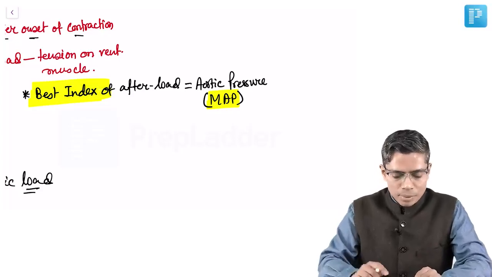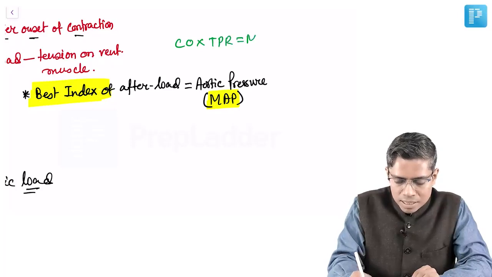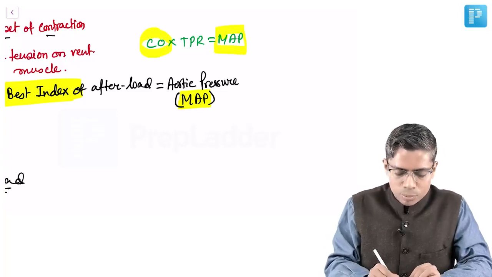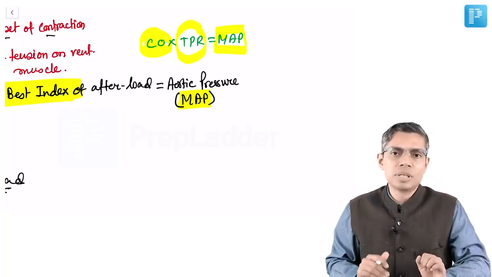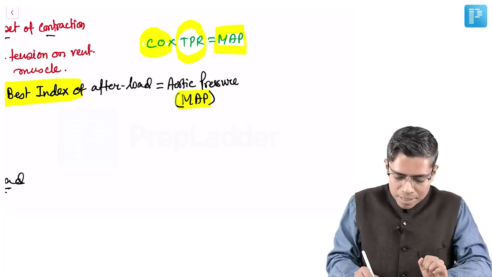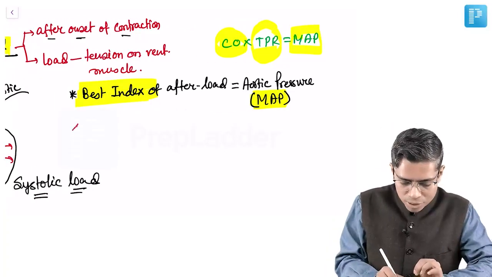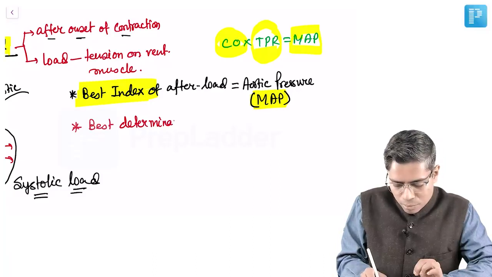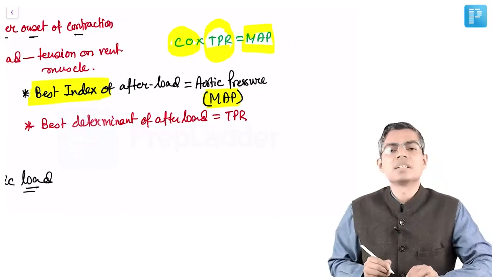But if you remember, we have already written that if you multiply cardiac output with TPR, you are going to get the MAP. That means MAP is determined by two factors. One is the cardiac output, which is almost fixed for a normal person, and the other is the TPR, which is going to change continuously from beat to beat. So MAP is mainly determined by TPR. That's why if the second question is asked, what is the best determinant of afterload, then your answer will be TPR, that is the total peripheral resistance.